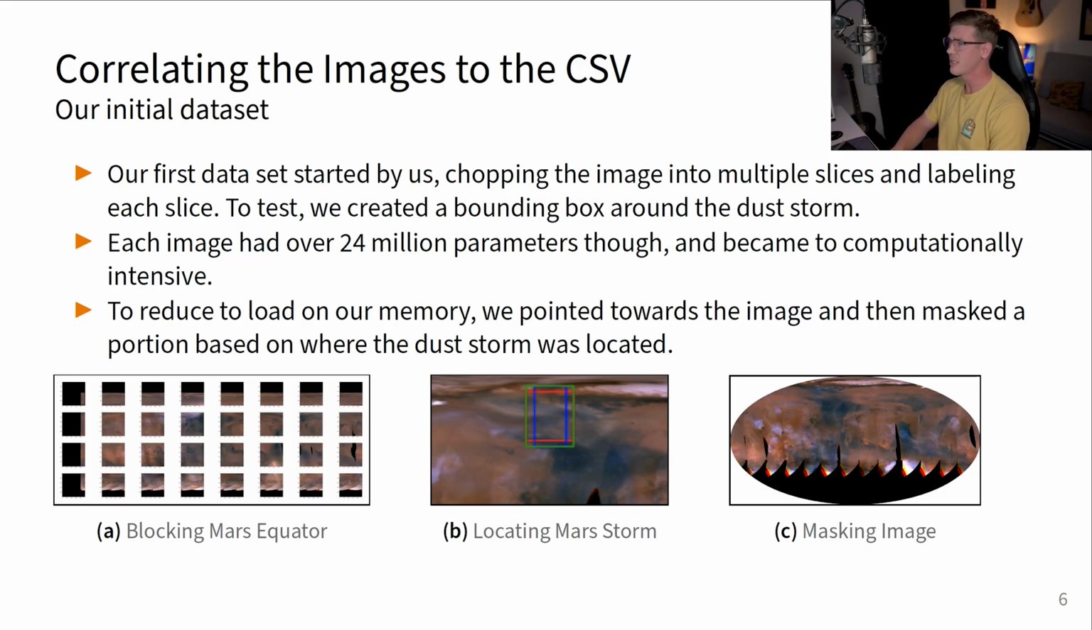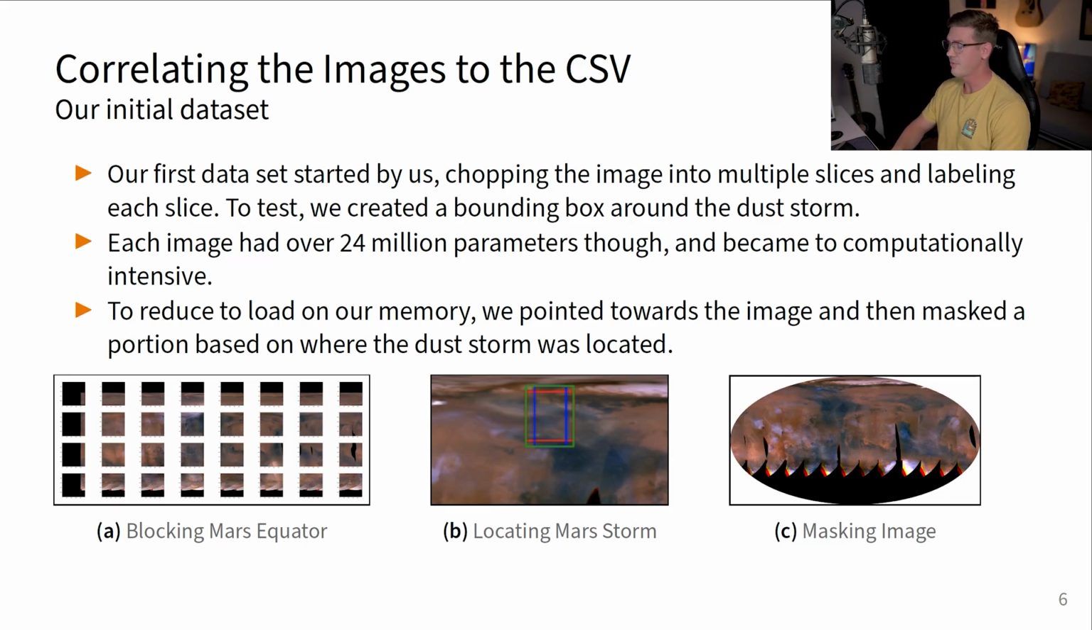What we found though is that the pictures after the padding were 24 million parameters and just computationally way too intensive. And so to fix this problem, we ended up masking the picture. That's on the right-hand side here. So a mask essentially creates, it can be a box, a circle, or anything that you want. We used a circle, and then we zeroed in on the actual storm itself. Different pictures had different numbers of storms. Some pictures didn't have a storm, in which case we would take the entire picture.